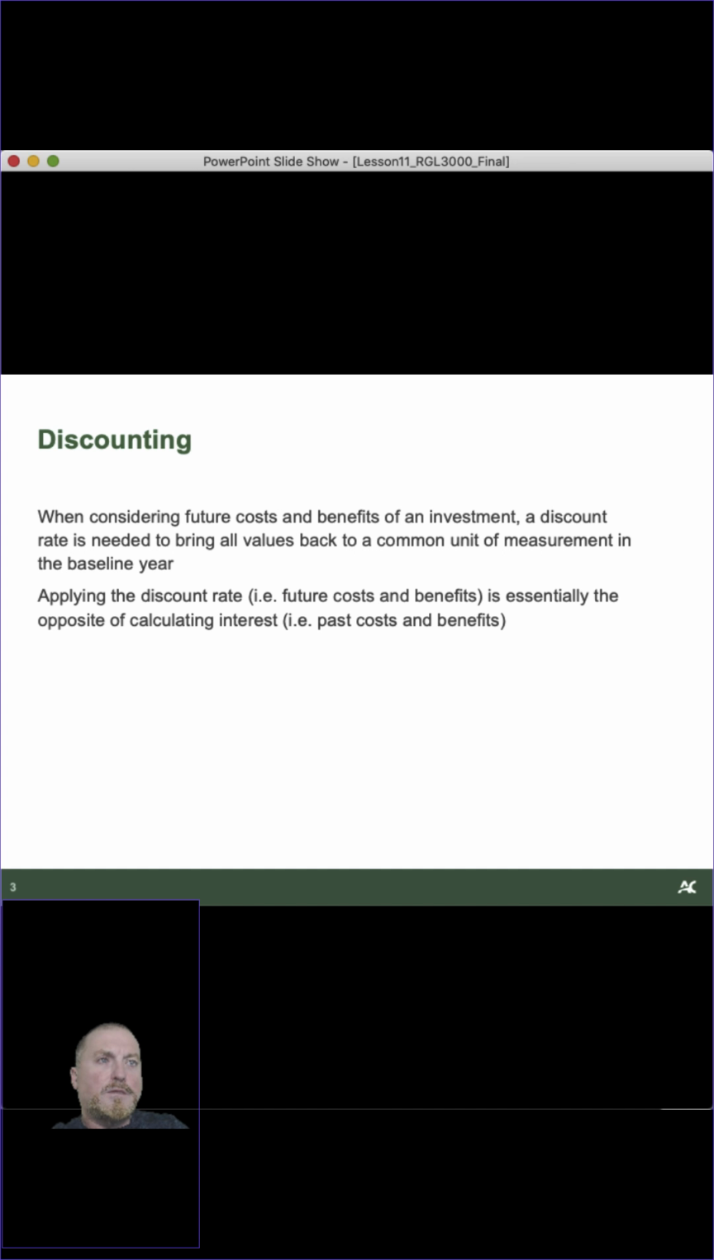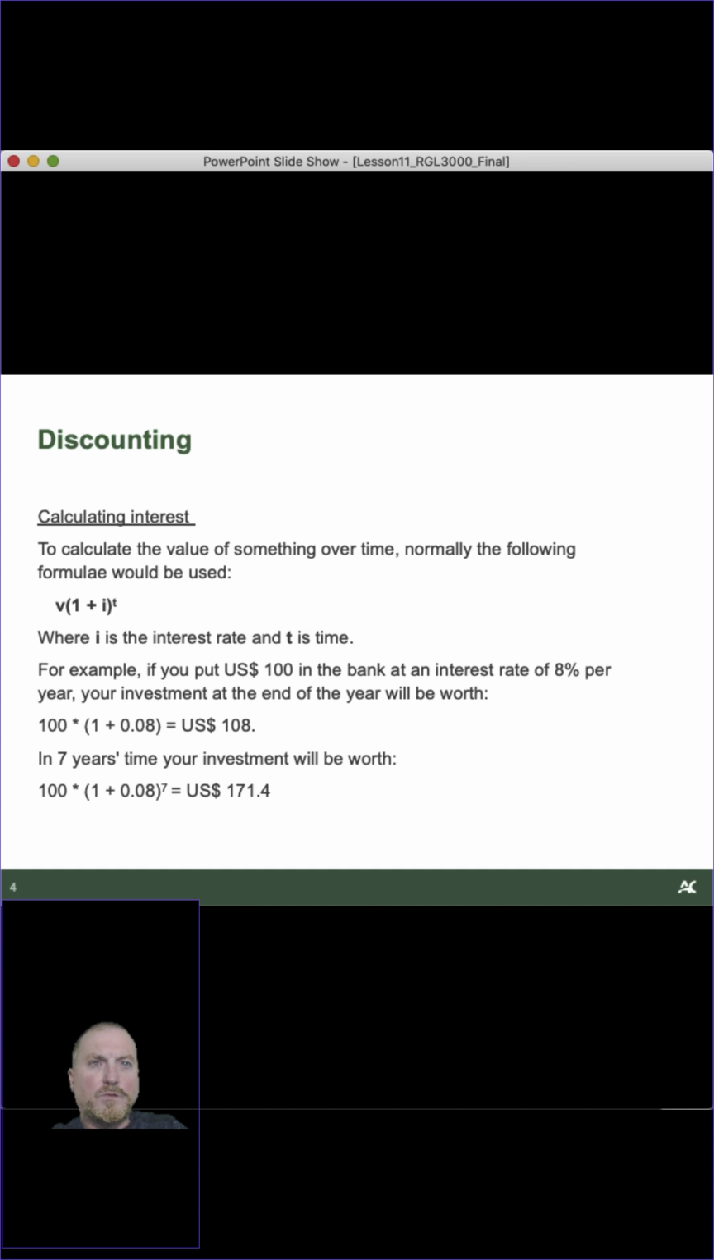All right. Because, as you know, in all forms of economic analysis, we're always comparing the future cash flows to the reality that would have been the case at the baseline year. So keep that fully in mind as we work through this project. Calculating interest is essentially the opposite of discounting. To calculate the value of something over time, normally the following formula would be used.